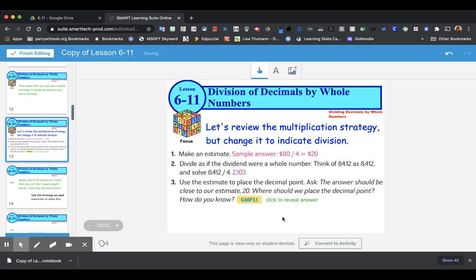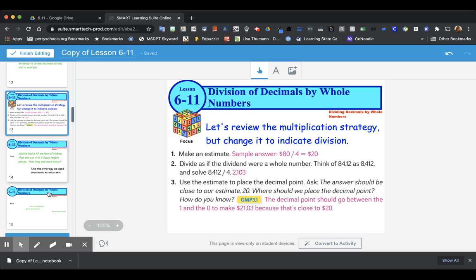And you get 2,103. Then, like I said earlier, you use that estimate to place the decimal point. Ask yourself, the answer should be close to our estimate of 20, so where should I place that decimal point? And just like I showed you a minute ago, your decimal point should go after the 1 and before the 0 to give us $21.03. That's close to 20. If we put it anywhere else, it would throw it completely off. If we put it between the 2 and the 1, it would make it 2. If we put it between the 0 and the 3, that would make it in the hundreds.